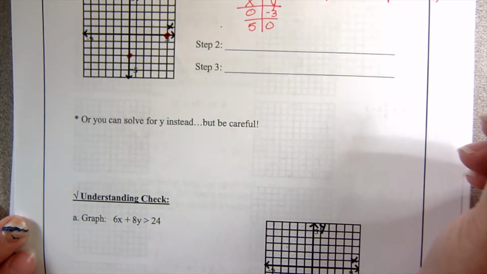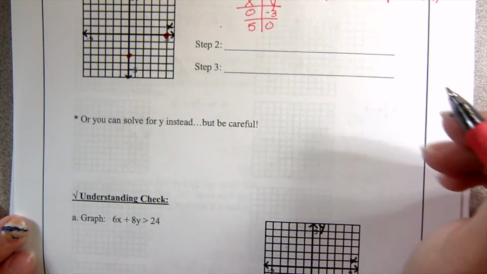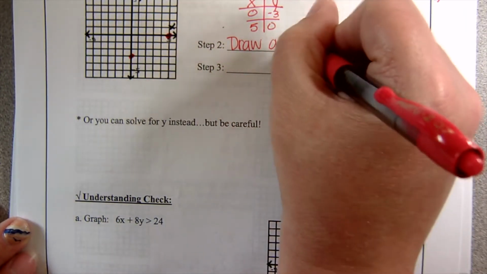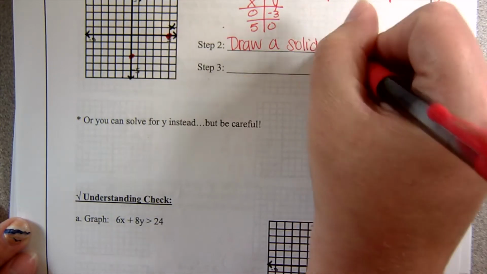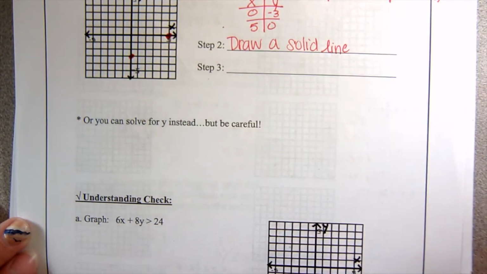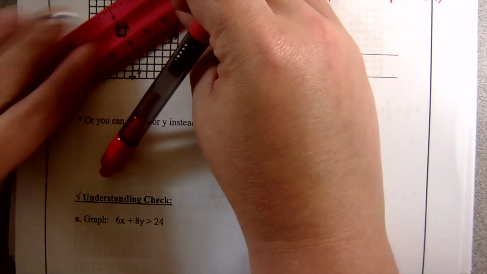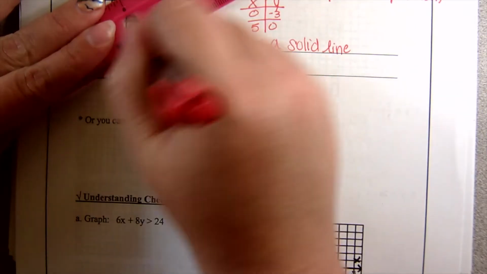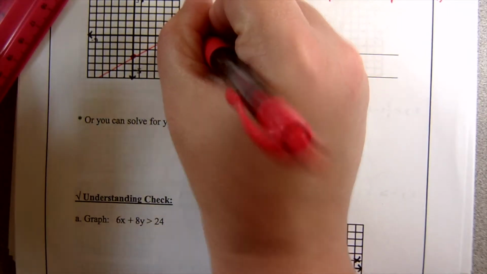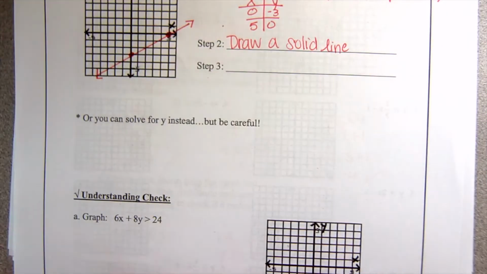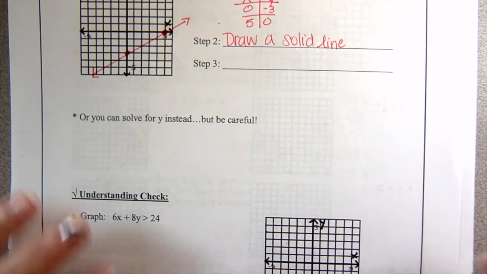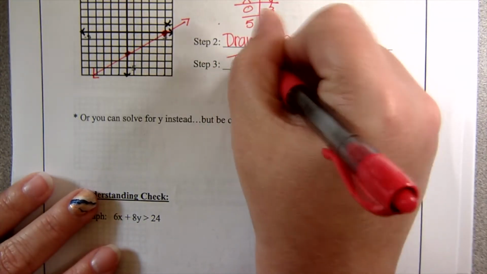And is that going to be a solid or dashed line? Solid. It is an equal to, so it will be a solid line. So we are going to draw a solid line. And then we are going to test a point and shade it.